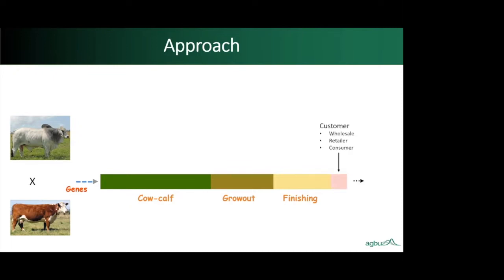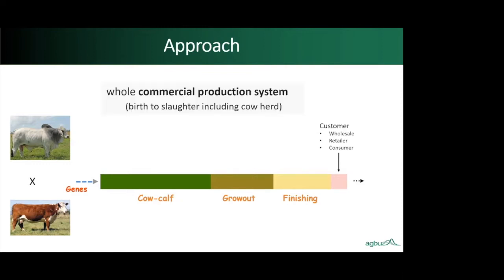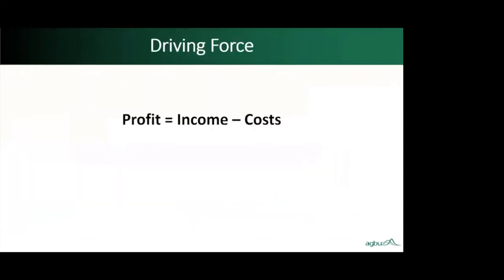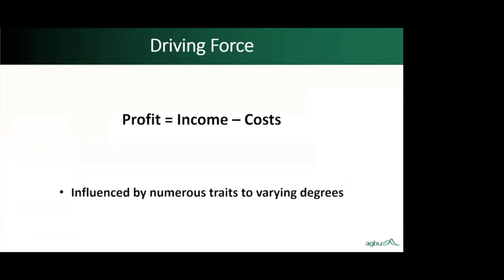The genes interact during all phases of this production cycle, and for this reason BreedObject has always taken the perspective that we value gene effects across the whole commercial production system from birth to slaughter, including the cow herd. Given the focus of BreedObject is the commercial production system, the driving force behind BreedObject is the profit equation. This includes income generated by products that come out of the commercial production system, as well as the costs incurred to produce those products.